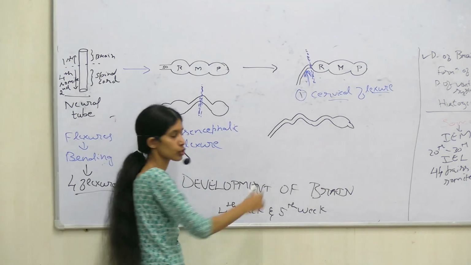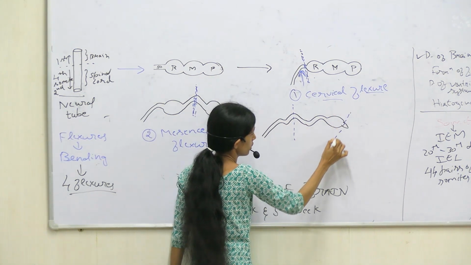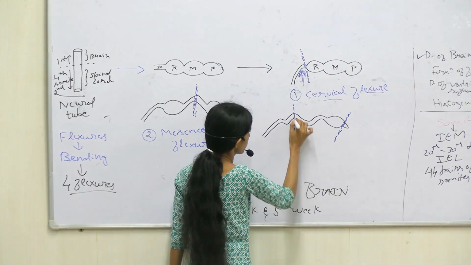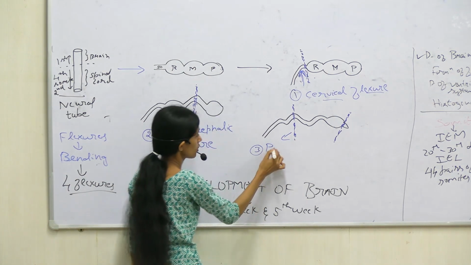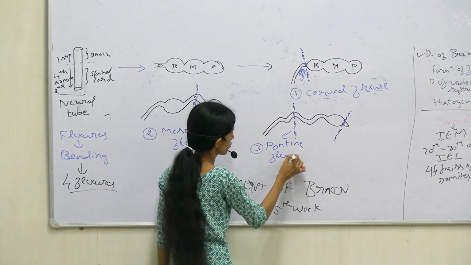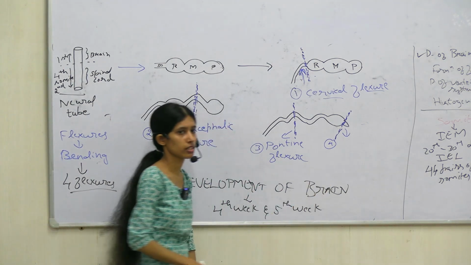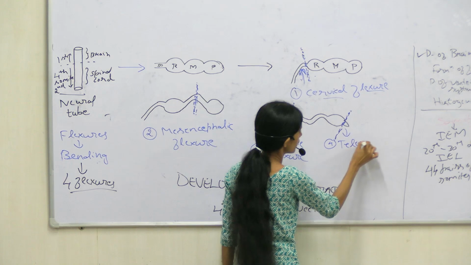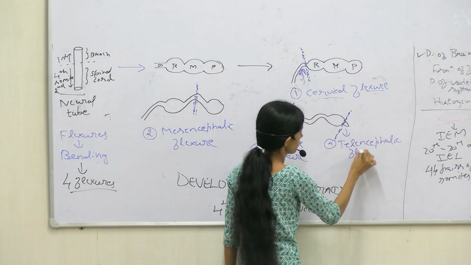Now the flexure is taking place in this area and also in this area. This is the third flexure. This is called as pontine flexure. And the last one is called as the telencephalic flexure. This is called as telencephalic flexure.